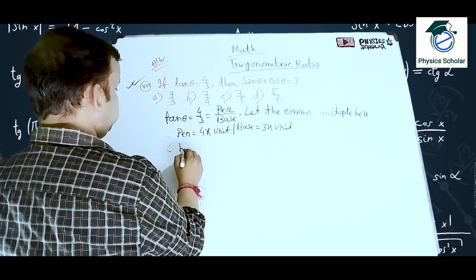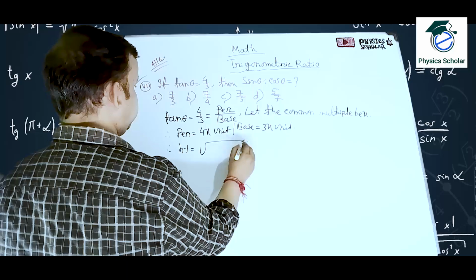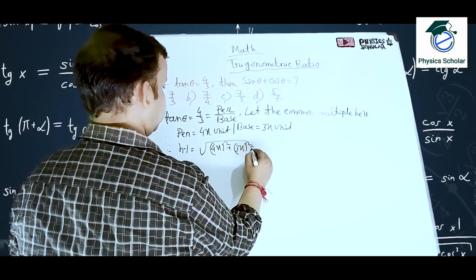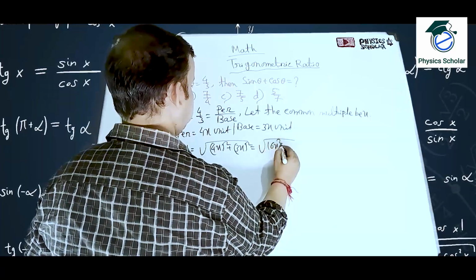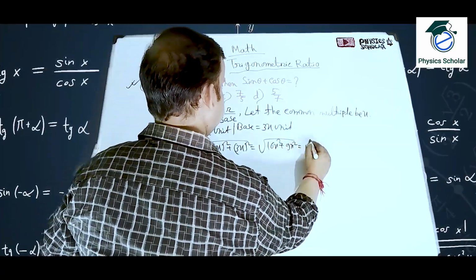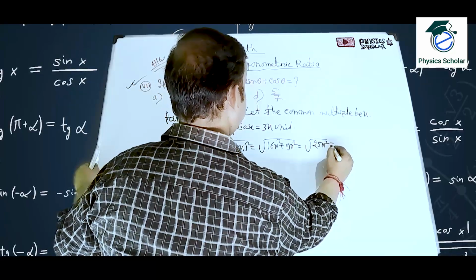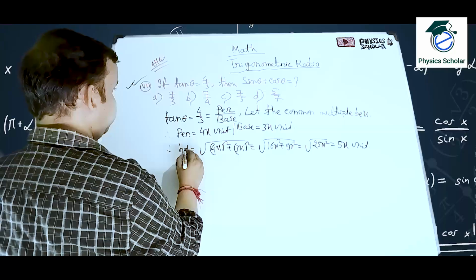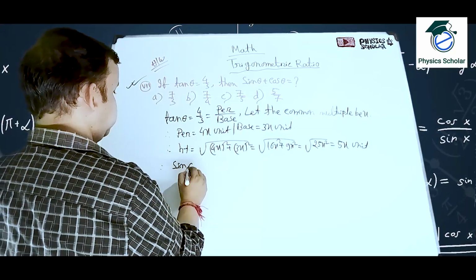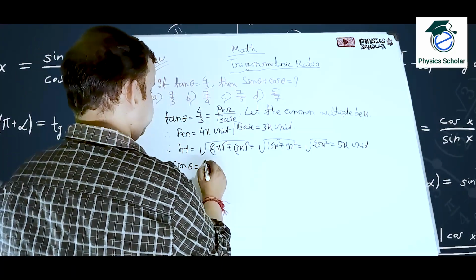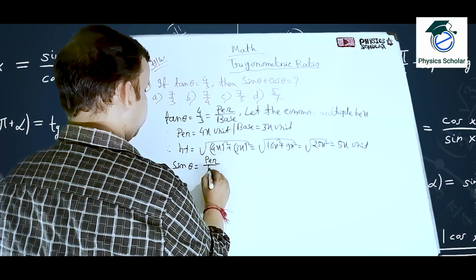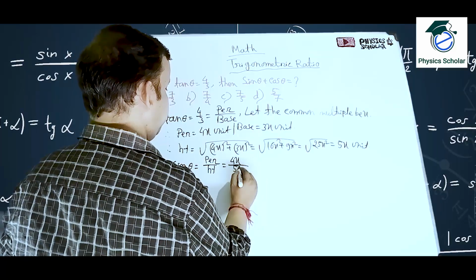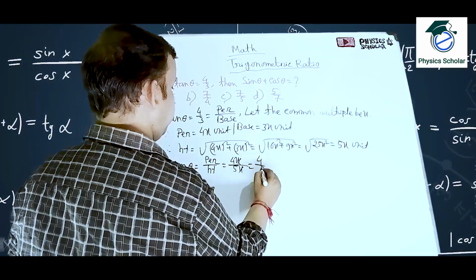So we don't know hypotenuse. So hypotenuse is equal to root over, by Pythagoras theorem, perpendicular square plus base square, is equal to root over 16x square plus 9x square, is equal to root over 25x square, is equal to 5x unit. Okay. So now sin theta is equal to what? Sin theta is equal to perpendicular by hypotenuse. What is perpendicular? 4x and hypotenuse 5x. So that will be 4/5.